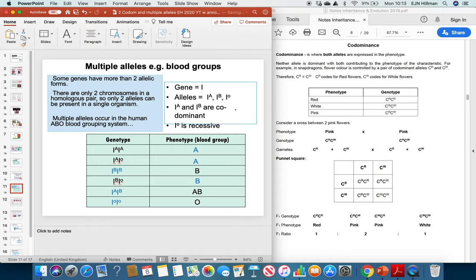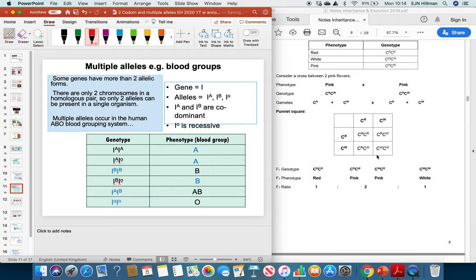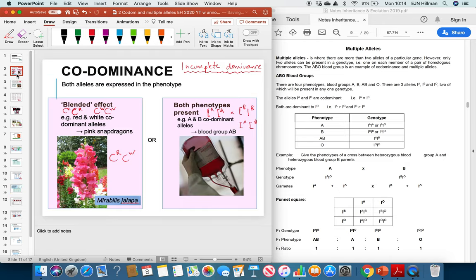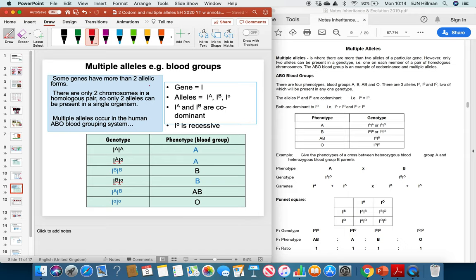Okay, just change this a little bit. So that is codominance. Now, codominance also exists in blood groups. We've looked at that already. We mentioned that the allele for A and the allele for B can both be expressed in the blood group AB. The reason for that is because they are both codominant. But the ABO blood group is an example of multiple alleles.